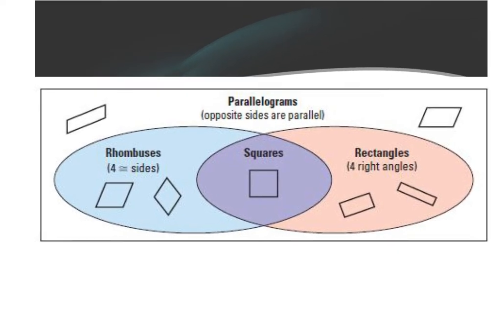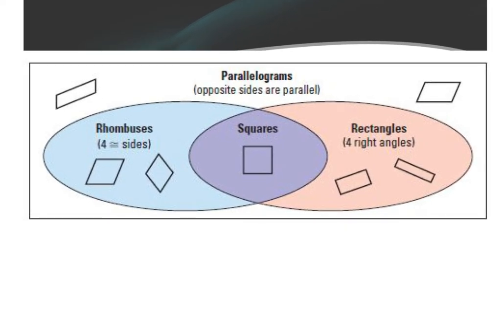Where it says all parallelograms fall into this box, where the opposite sides are parallel. Now, a rhombus has 4 congruent sides, and rectangles have 4 congruent angles. Based on this Venn diagram, where they meet in the middle, that's where squares are. They have both the properties of rhombuses and of rectangles. So they need to have 4 congruent angles of 90 degrees and 4 congruent sides.